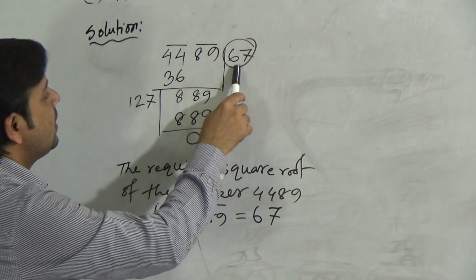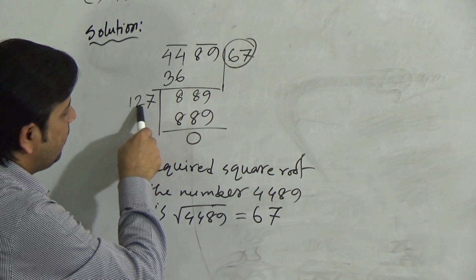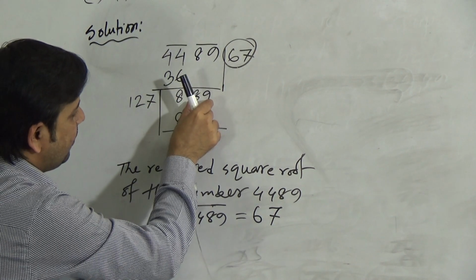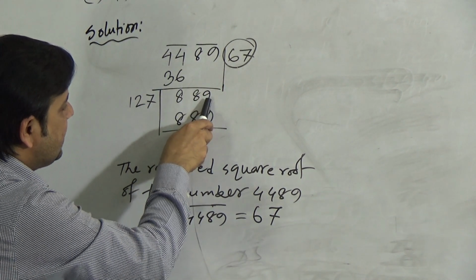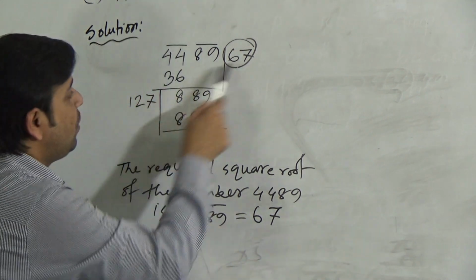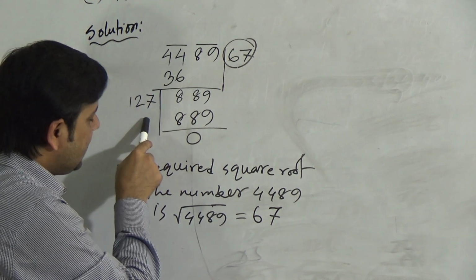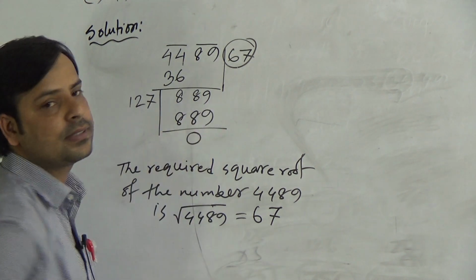That is 6. Now subtract, you will get 8. Now take the double of this 6, that is 12. Now take one pair below. Now this is 889. Now we need to put the same digit in both places, so that the product of this number by that digit is equal to this.